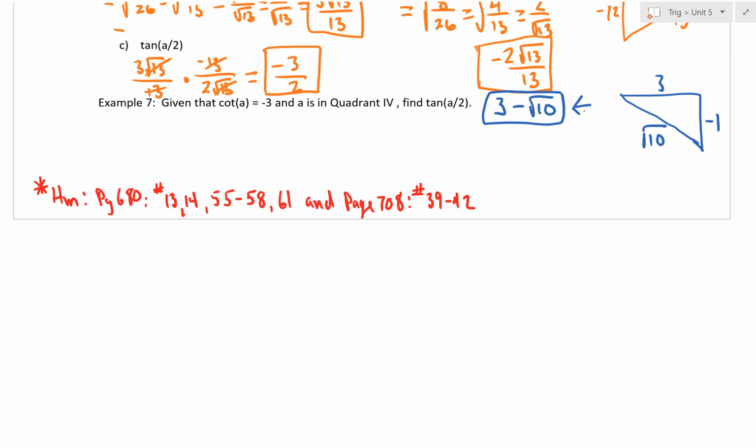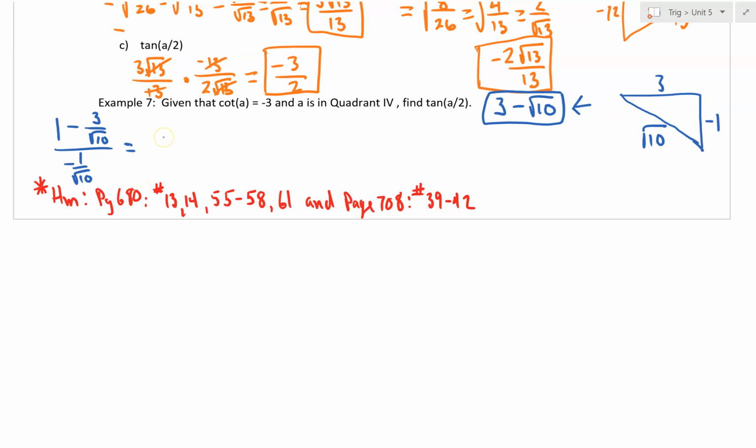To do this particular math, because remember we're finding tangent here, we're going to need to do some subtraction in terms of our work. This one is 1 minus cosine over sine, so it would be 1 minus the cosine of this particular function, which is 3 over root 10, and we're dividing that by the sine of this function, which would be negative 1 over root 10. I'm not going to change those or rationalize until I'm done.